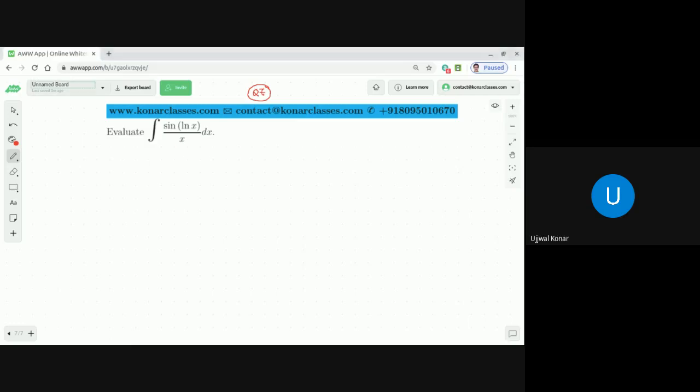It should not take that much of time. Anyone able to do it? So I'm getting minus cos of ln x plus c. Fantastic. That is the correct one.